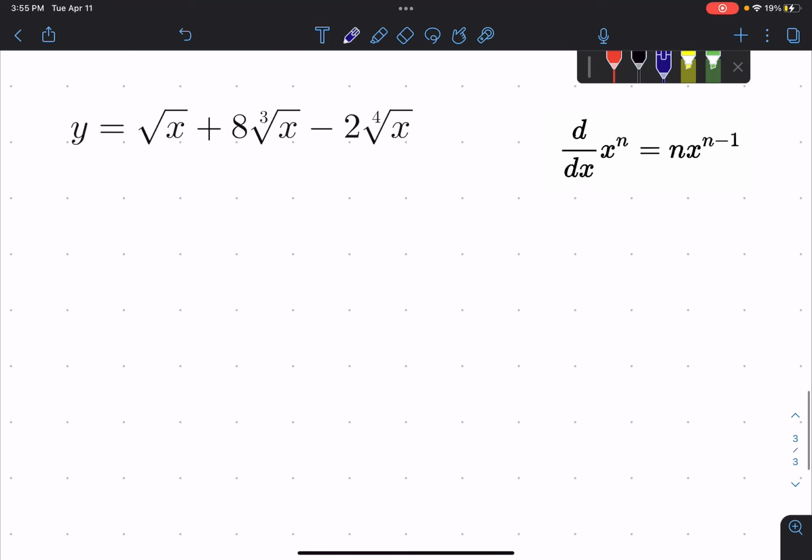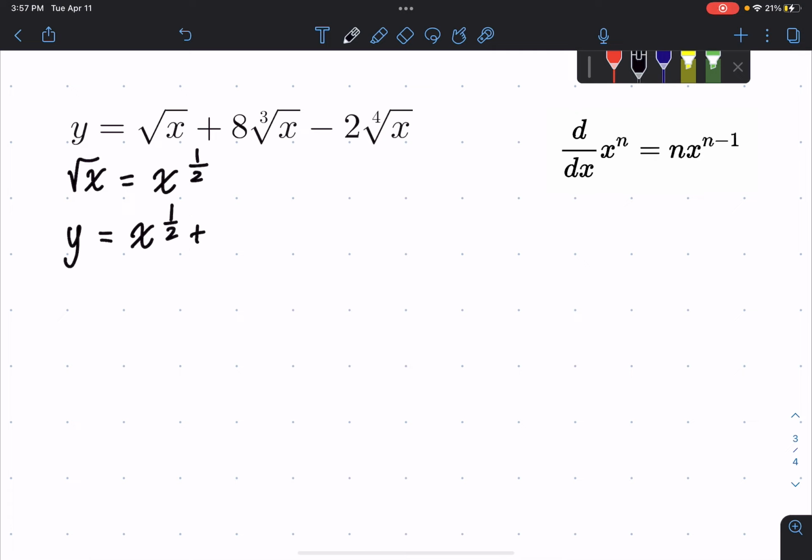Next question. This one deals with square roots. See if you can figure this one out. Now this question is quite tricky because you need to recognize that the square root of x is equal to x to the power of 1 over 2. That means we can rewrite this whole function as x to the power of 1 over 2 plus 8 times x to the power of 1 over 3 minus 2 times x to the power of 1 over 4.